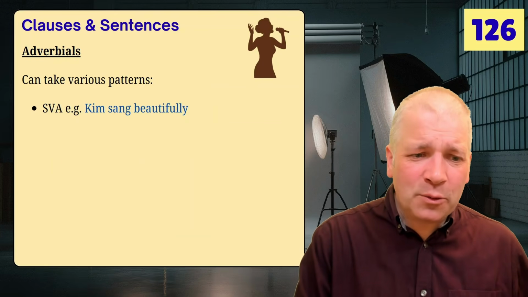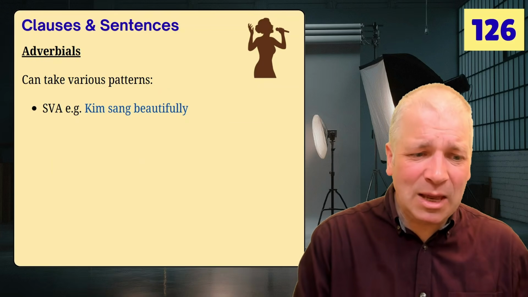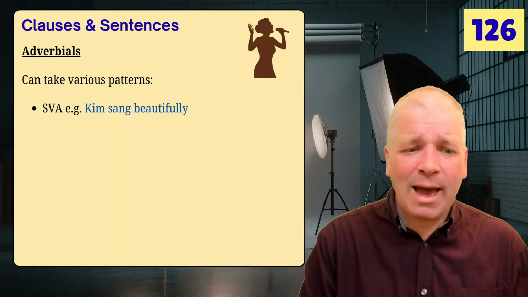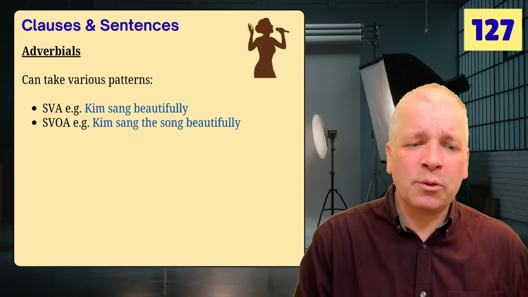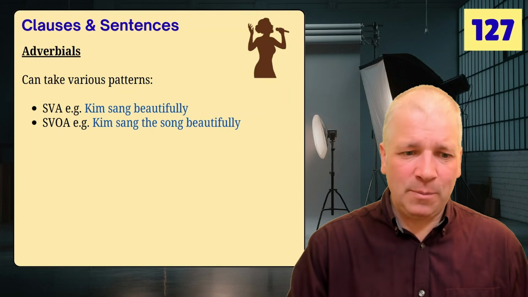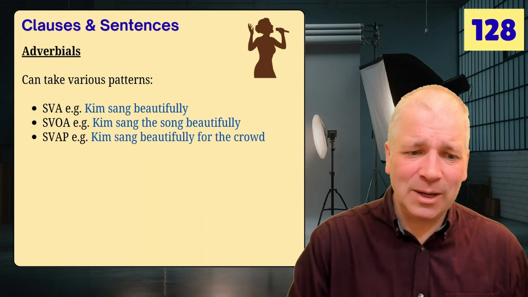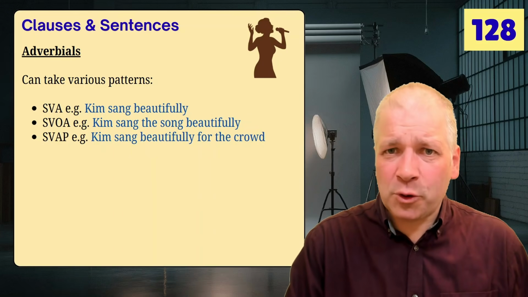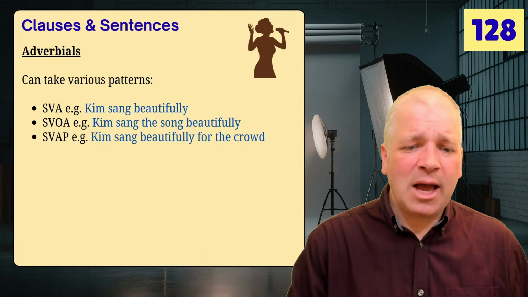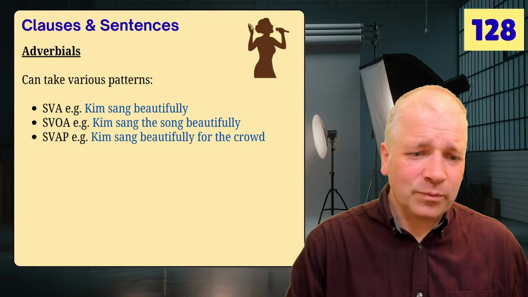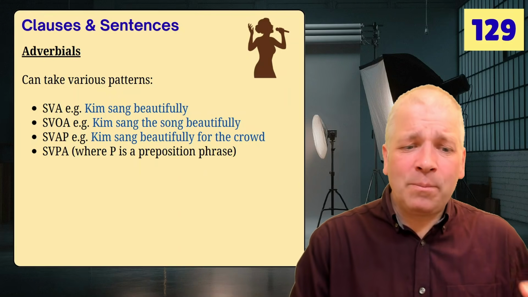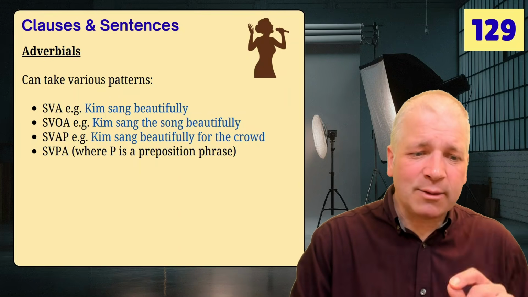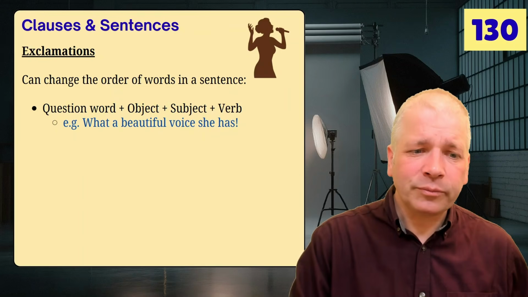With adverbials, we have different patterns again. So Kim sang beautifully was our example of subject verb adverbial, but you can also have the object before the adverbial. Kim sang the song beautifully, or the adverbial before the preposition. Kim sang beautifully for the crowd. You could also say Kim sang for the crowd beautifully, and here P is the preposition phrase.